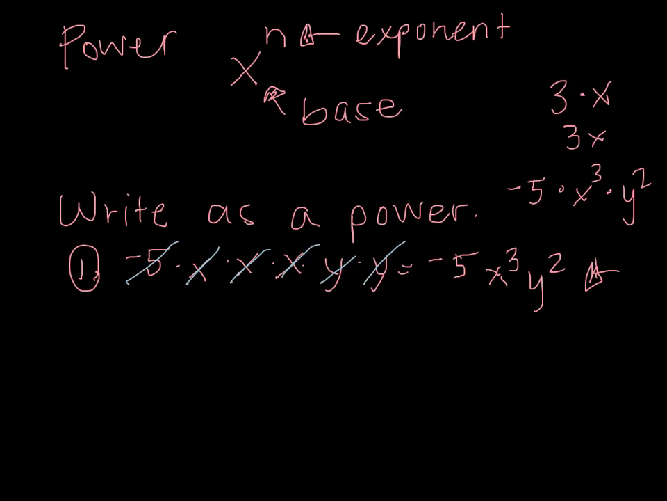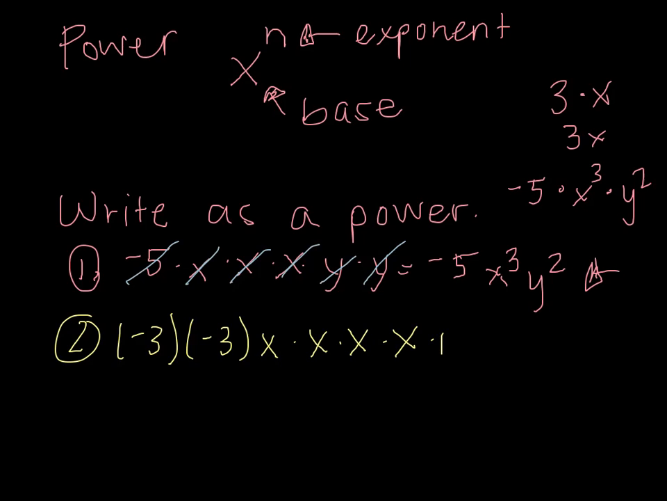Let's do this one in yellow. All right, so this one is -3, -3, x times x times x times x times z. Let me make that a little bit fancier there for you. Times z. Okay, so I have to see.